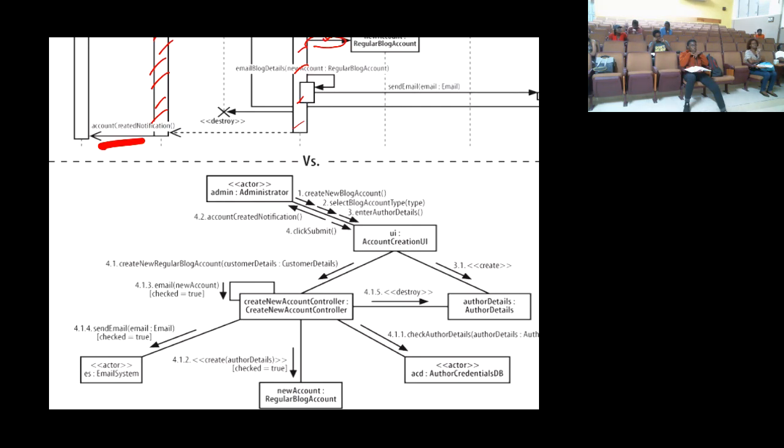Going to work with 3.1 next, right? So the next thing that happens is that we'll have this create message, and that's where the author details object is created. But it's not as obvious that author details object wasn't there before, whereas with the sequence diagram, it was obvious when it got created. But we know it's created because of this create message.